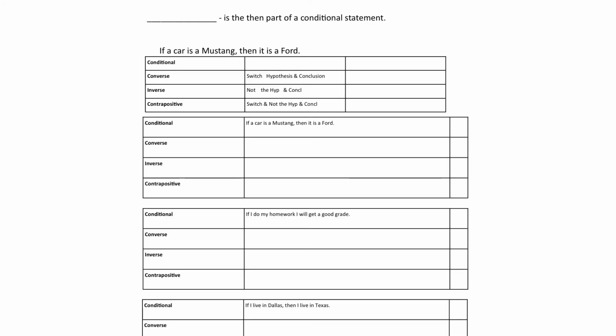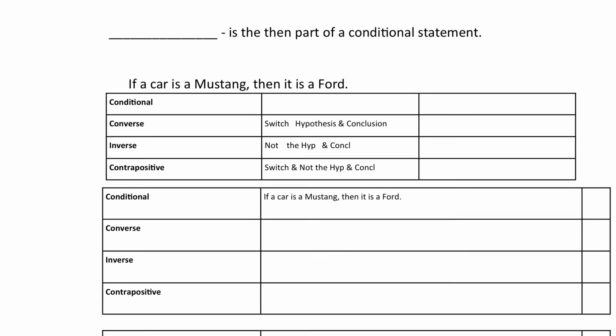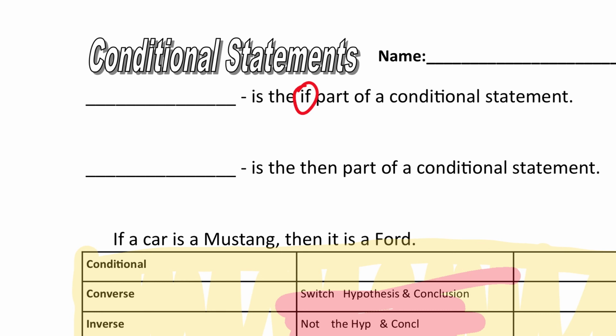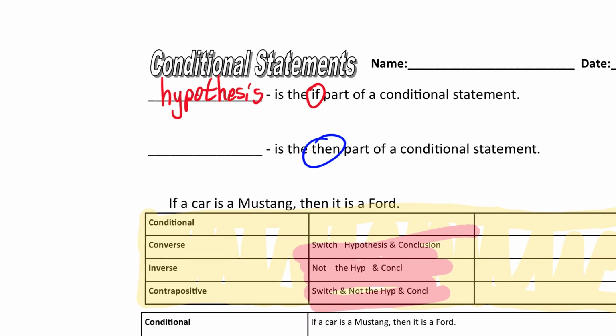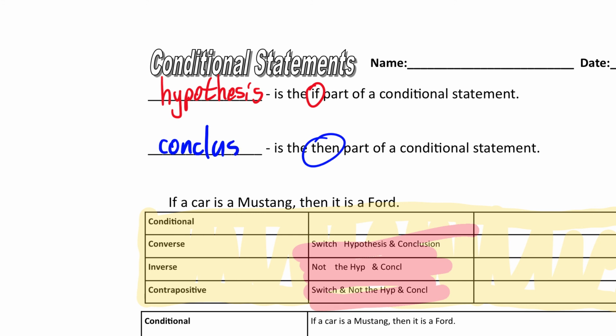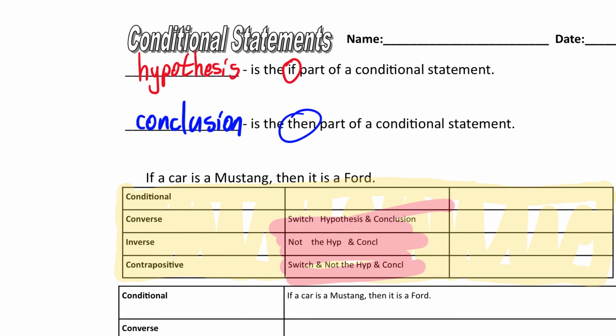Okay, real quick on your assignment, I want you to see this. First of all, this box right here, you're not filling out anything in this box. I just put this here just so you could basically see this part right here, just to remind you about that. You're not filling anything into that box that I just highlighted. Okay? But let's talk about this top part right here. What is the if part of a conditional? Is the hypothesis. What is the then part? Is the conclusion.